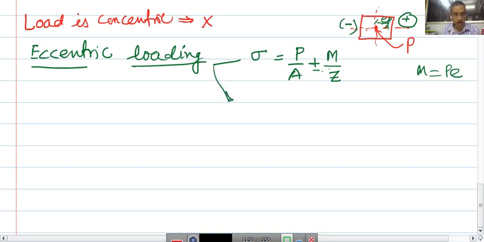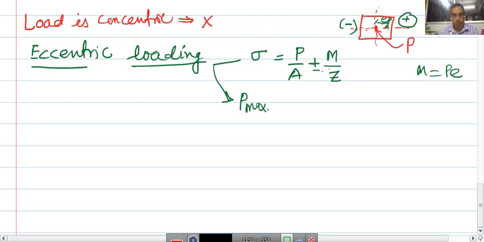The second thing is to find the minimum area required so that there will be no tension in the column. I have to work out the total area, or the load distance, such that even if eccentricity is there, there is no tension in the column. Or another way to say it: what is the maximum P so that the eccentricity stays within the column. So, P max.